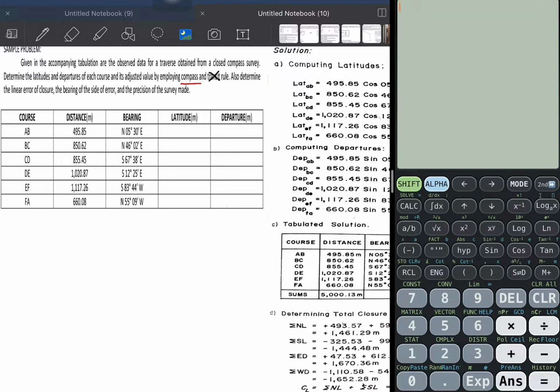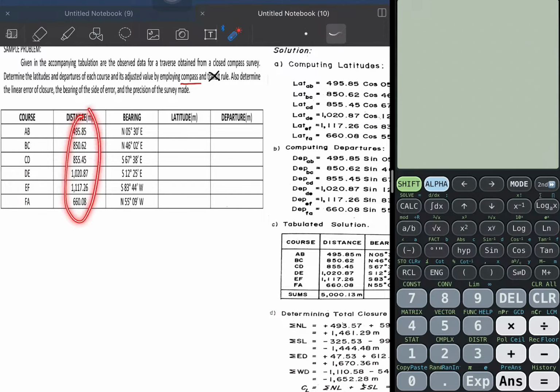Given is you have courses AB, BC, CD, DE, EF, and FA. That is a closed traverse. And then you are given a distance and a bearing.